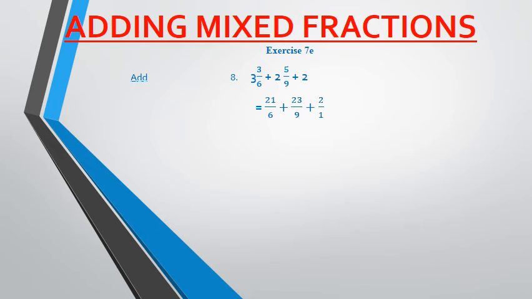Now children, what do we have to do in the next step? We have to find out the LCM of the three denominators, meaning 6, 9 and 1. So the LCM of 6, 9 and 1 is equal to 18, right? So the LCM of the denominators 6, 9 and 1 is 18.